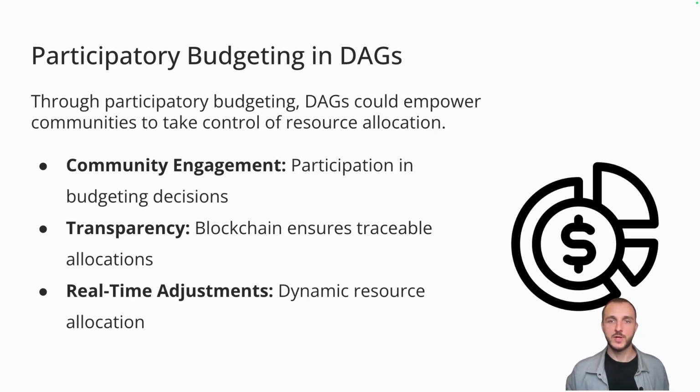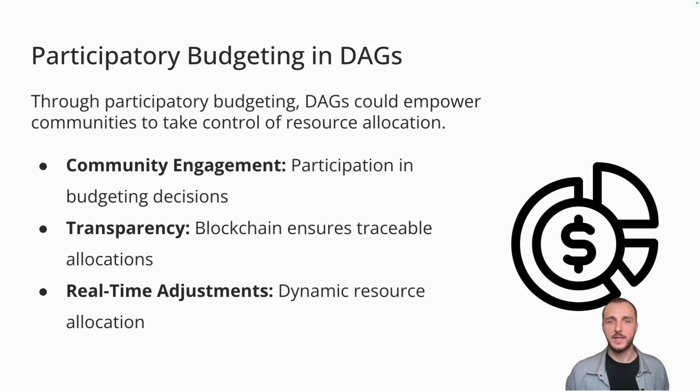Participatory budgeting transforms how communities allocate resources, putting decision-making power in the hands of the people. Rather than a select few determining where funds go, everyone in the community has a say, ensuring that resources are directed toward the priorities that matter most to them.